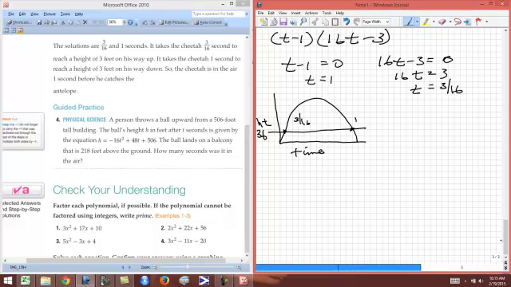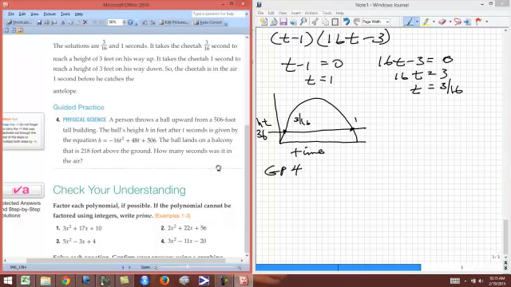All right, guided practice number 4. A person throws a ball straight up from a 506-foot building. Okay, the ball's height after t seconds is given by, obviously, h sub 0 is 506, so that's where that comes from. The ball lands on a balcony that's 218 feet above the ground. All right, so how many seconds was it in the air?